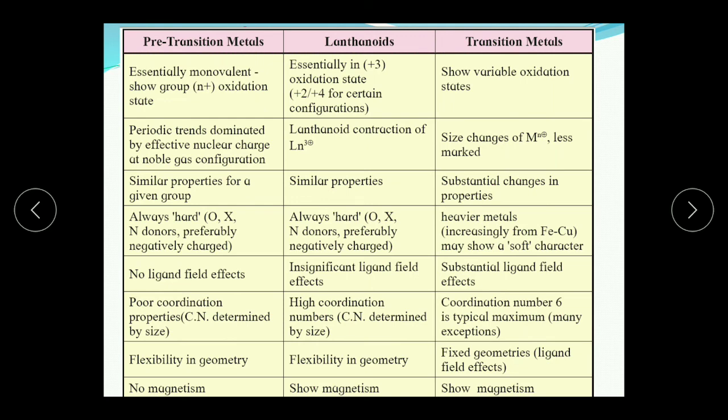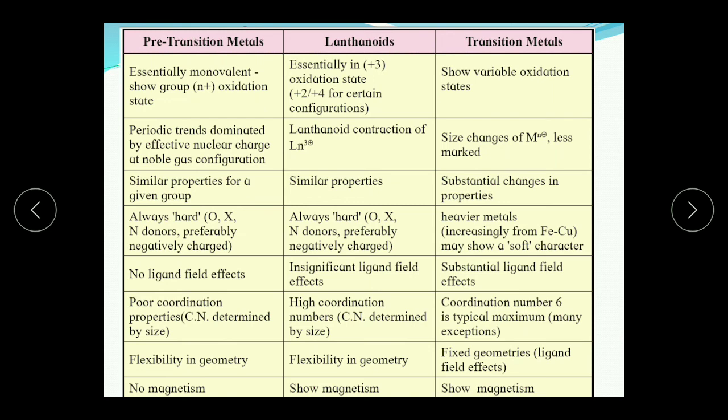In transition metals, heavier metals like iron and copper are somewhat soft because, again, there are so many unpaired electrons, hence they are somewhat soft. Pre-transition metals, lanthanides and transition metals, if we compare, ligand field effects are at most in transition metals, but they are not so significant. In pre-transition they are almost absent, and in lanthanides they are not significant.